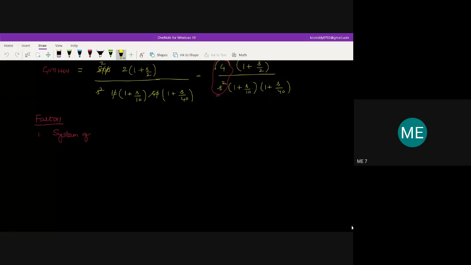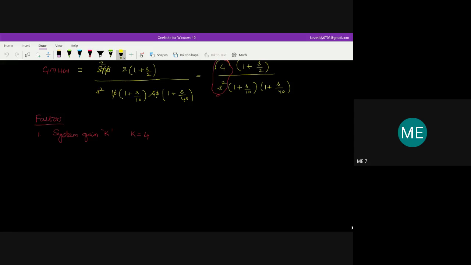If you look at this, there are 4 factors, right? So first write down the factors present in the system. What are the factors present? If you look at this, the first one is the system gain K. Here, what is the K value? K is equal to 4 here. So we need to draw the 20 log K line in the magnitude plot while drawing the magnitude plot.